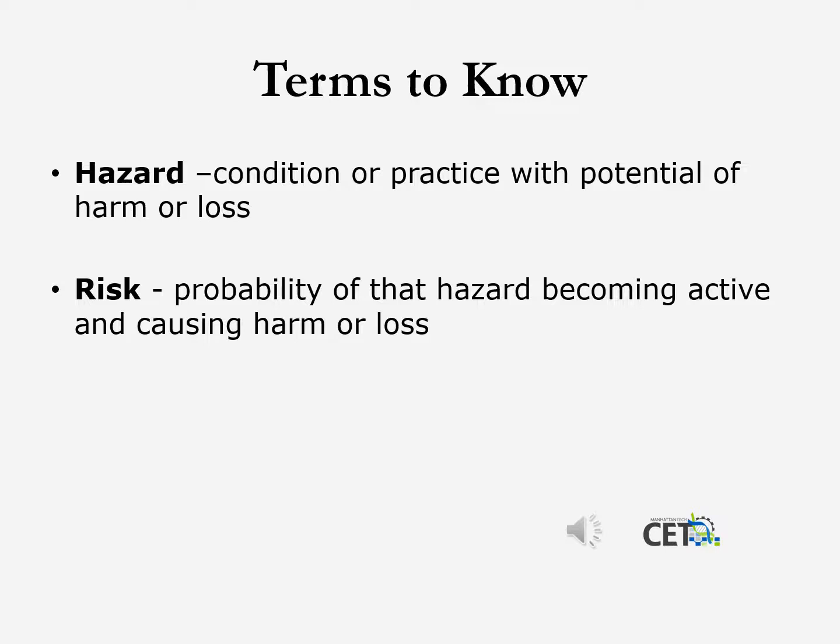So an example of that might be a blizzard can be a hazardous situation. It can be dangerous, but the risk of it happening in July is low. So it doesn't make any sense to worry about blizzards in July.